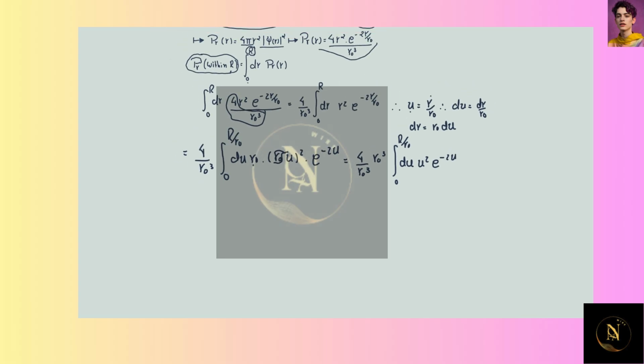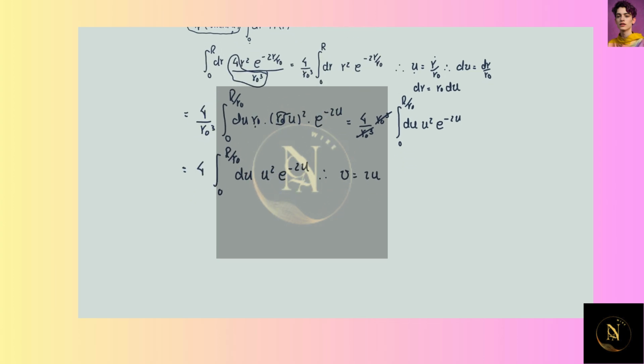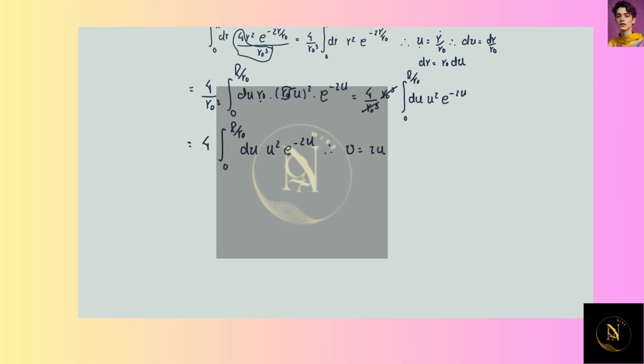Now, we can further simplify our calculation by simplifying these two terms of r0 to get 4 times the integral from 0 to r over r0 du u squared e to the minus 2 times u. Now we do another substitution, which is the following. Define v as being equal to 2 times u. And now we have dv is equal to 2 times du, so du is equal to dv over 2.